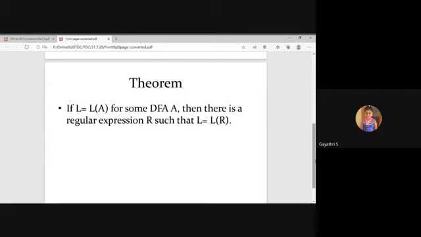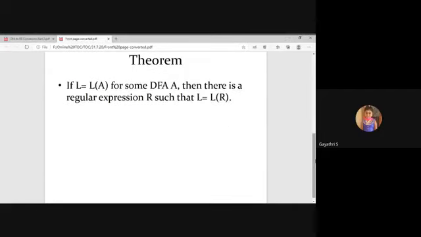This is the theorem. If L equals L of A for some DFA A, where capital A means automata, the automata which is a deterministic finite automata, then there is a regular expression R such that L equals L of R.